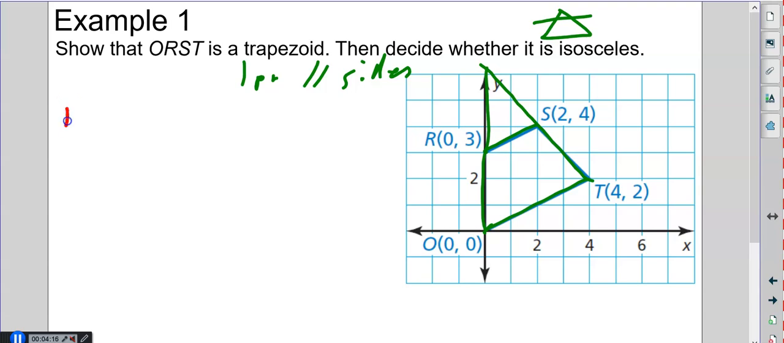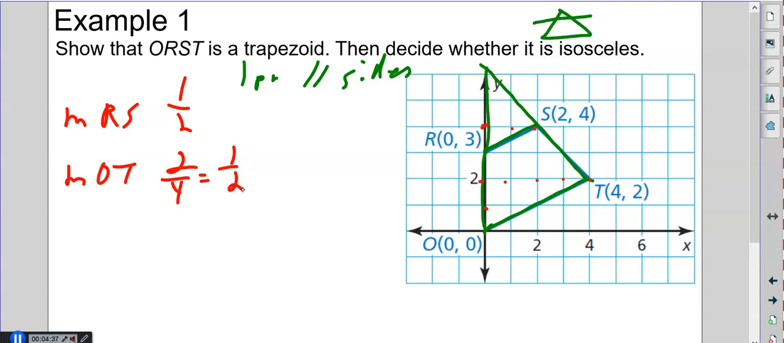So for RS, the slope of RS is going to be up 1, right 2. And then the slope of OT is going to be up 2, right 4. Up 2, right 4, both positive, but that simplifies to 1/2. Those are the same. Now, common sense would tell you that the other 2 lines are not parallel, but if you want to prove it, it's pretty quick and easy.